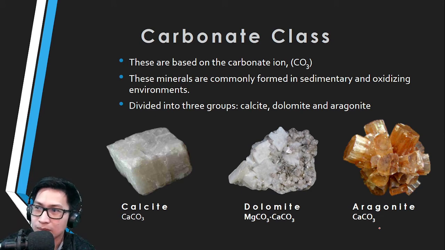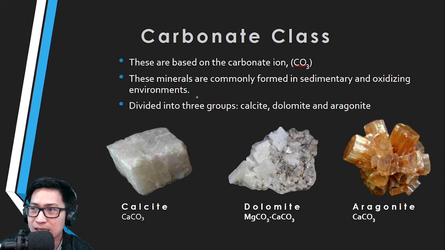Halimbawa po ang carbonate. The carbonate is based on the carbonate ion. Carbon and oxygen. Dapat po, nandun yung carbon. Okay? Pansinin po ninyo, wala yung silicon. Okay? Walang silicon dyan. That is why we call it non-silicate. Kasi wala yung silicon, pero nandyan yung oxygen. A carbonate class has carbon and oxygen atoms. And these minerals are commonly formed in sedimentary and oxidizing environments.